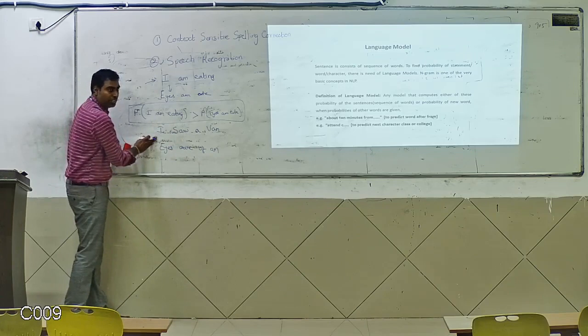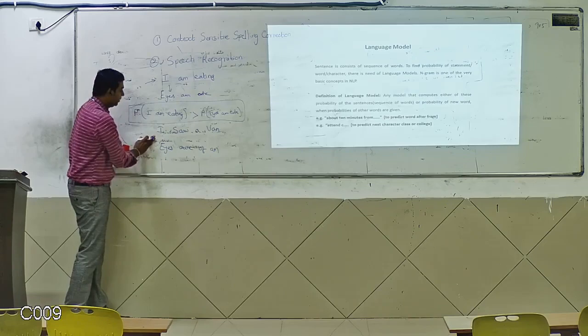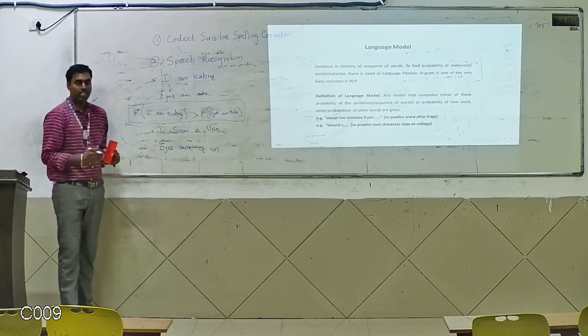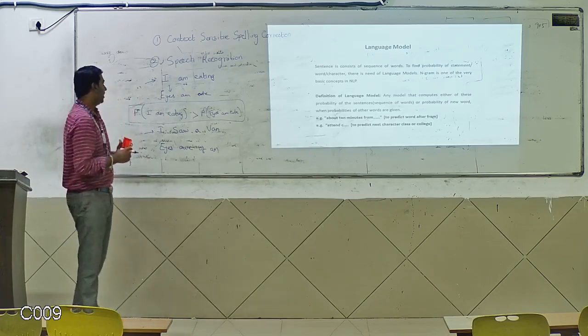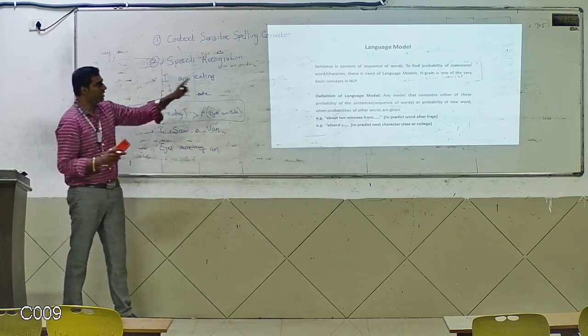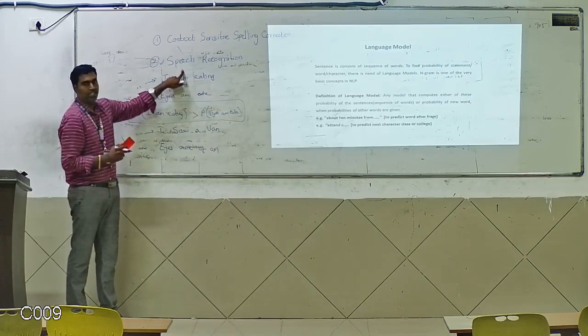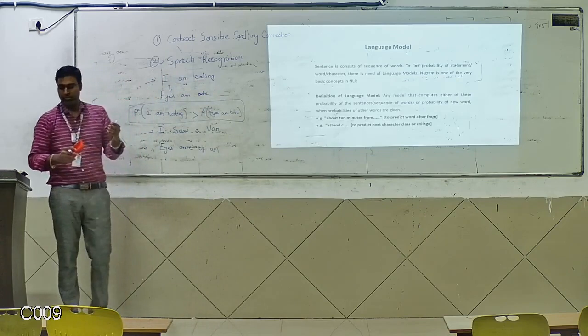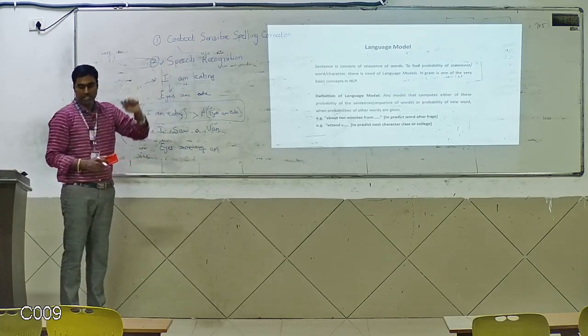In that case, the language model has to predict which is the most probable occurring sentence or words, and it will highlight that particular one so that it goes for the correct case. I hope you understand. The second very important application where we use the language model is speech recognition. Why am I highlighting it again? Because nowadays a lot of projects and research are going on in speech recognition.